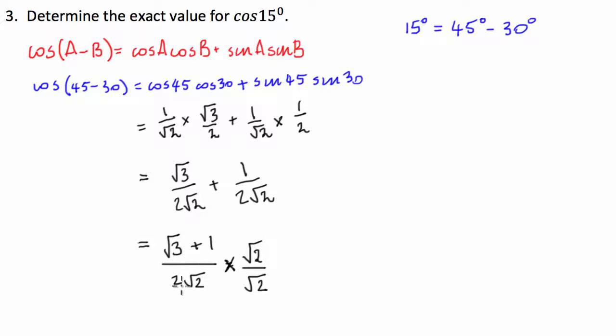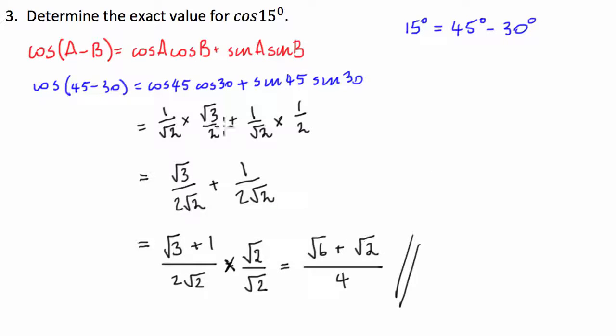And what that's going to do is get rid of the root 2 in the base. So we'll do the top first. Root 2 times root 3 is square root 6. Add root 2 times 1 is root 2. Now root 2 times root 2 is just 2, times 2 is 4. So here is our exact value for the cosine of 15 degrees.